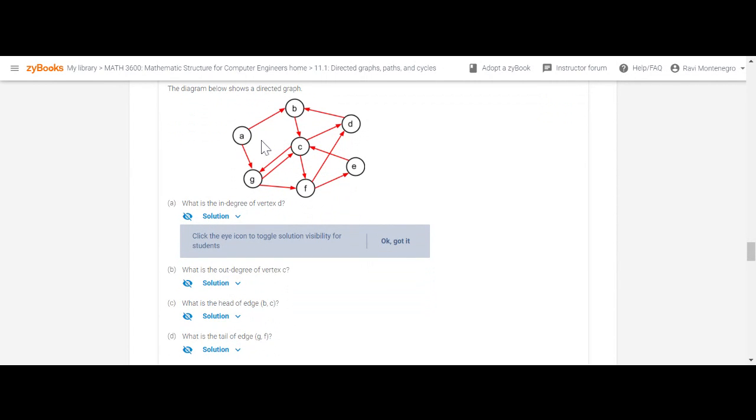On this graph, there are 7 vertices. If we count edges, there are lots of edges.